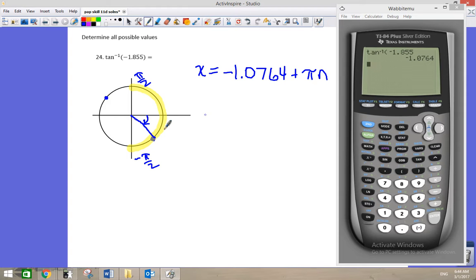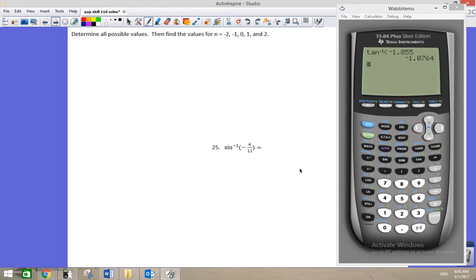All I need is one equation to bounce back and forth between these 2 points, because they're separated by pi, not by 2 pi. 2 pi gets me back. I would skip over that point, and I need both of those points in my equation there. So there's my answer for 24.